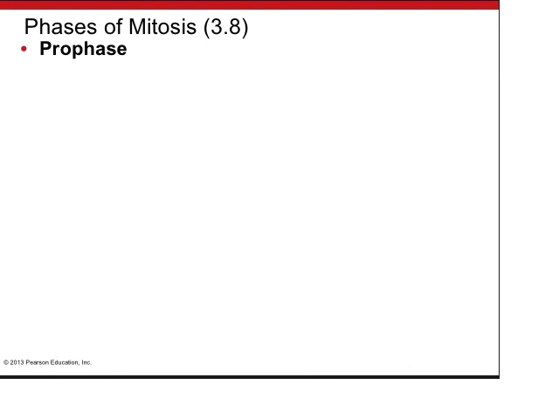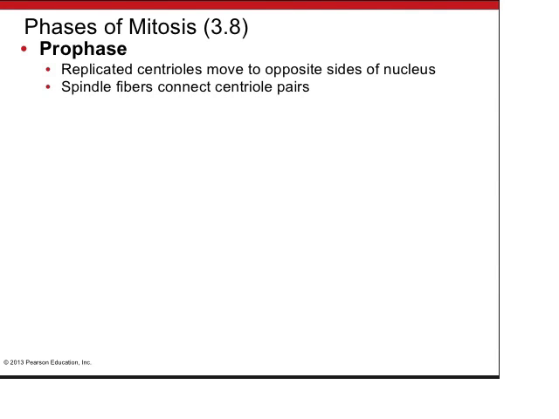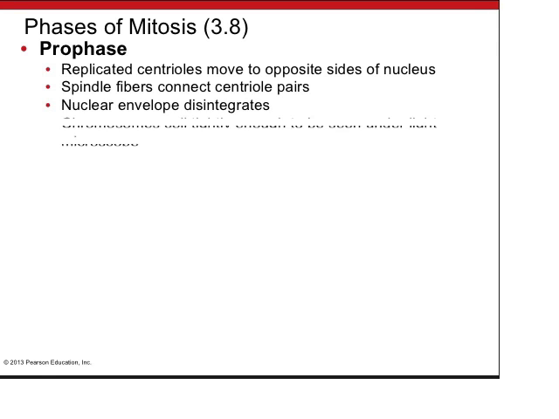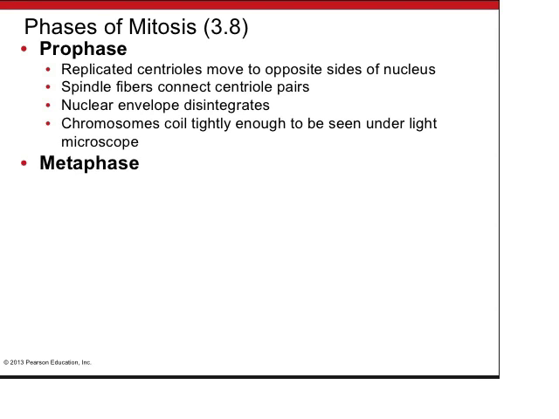In prophase of mitosis, replicated centrioles move to opposite sides of the nucleus. Spindle fibers connect the centrioles. The spindle fiber's purpose is to position the chromosomes in the center of the cell, and then ultimately to pull the duplicated chromosomes apart. The nuclear envelope will disintegrate, and the chromosomes coil tightly enough to be seen under light microscopy.